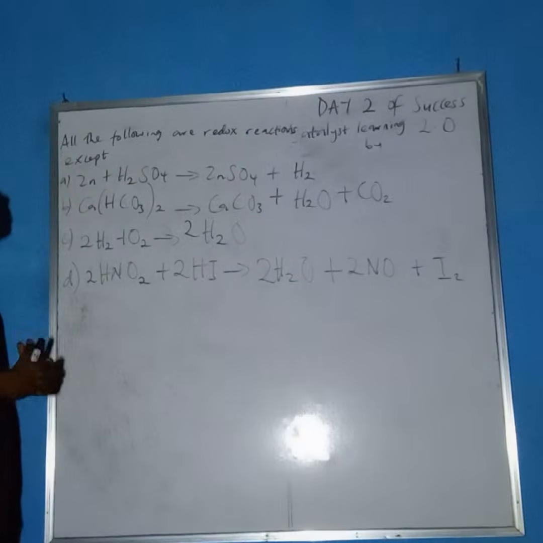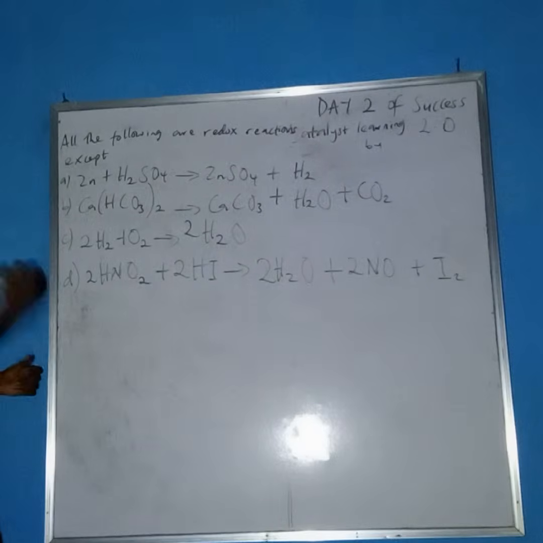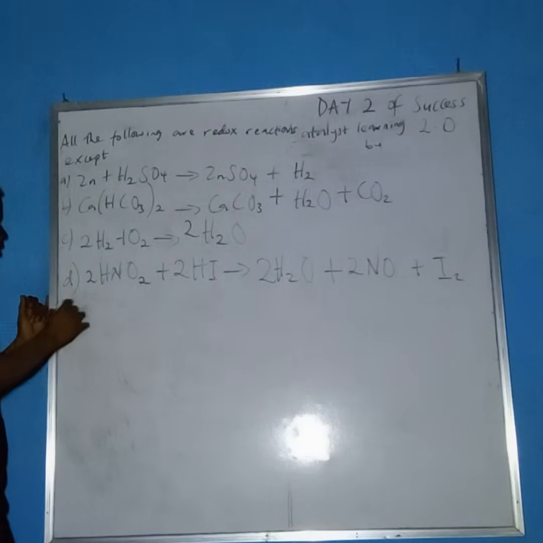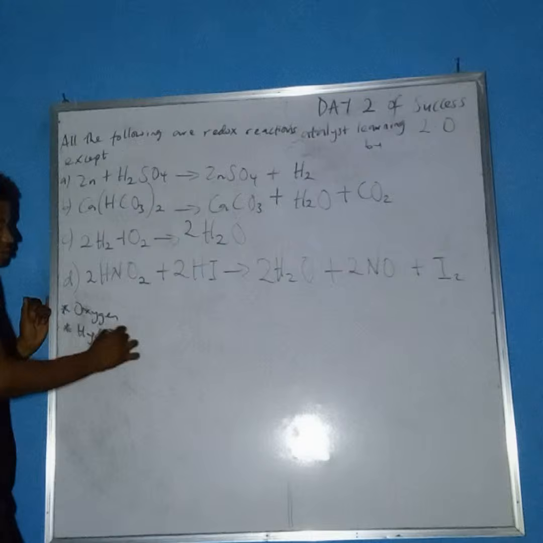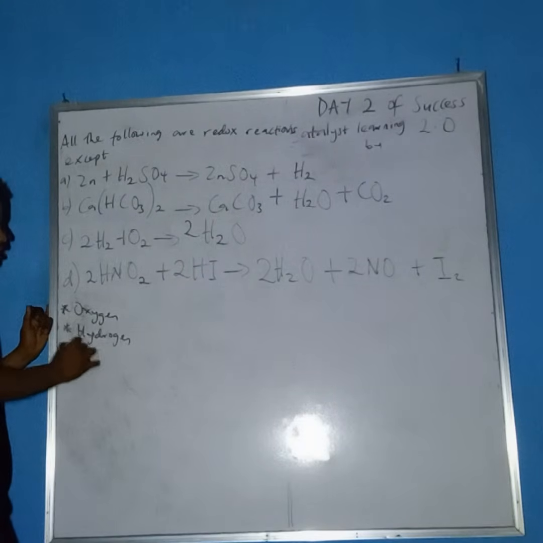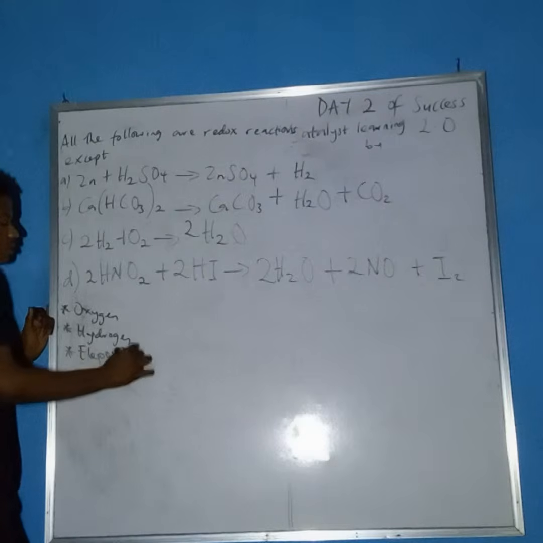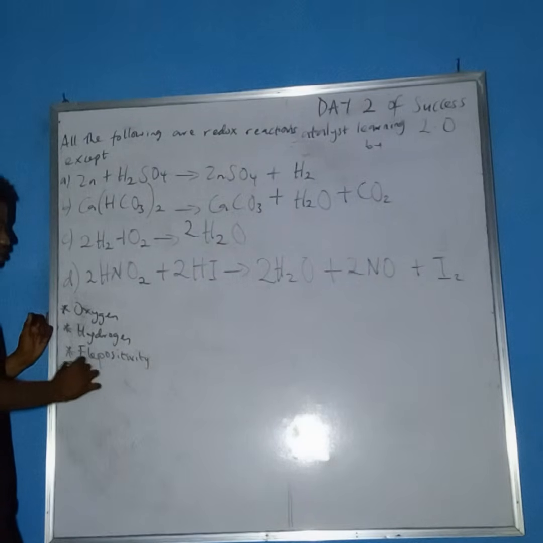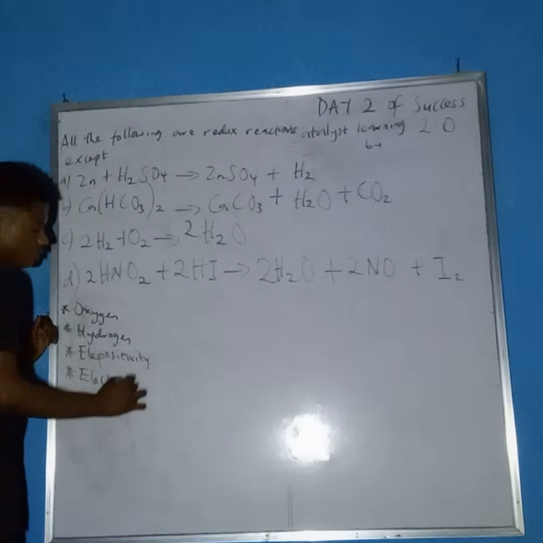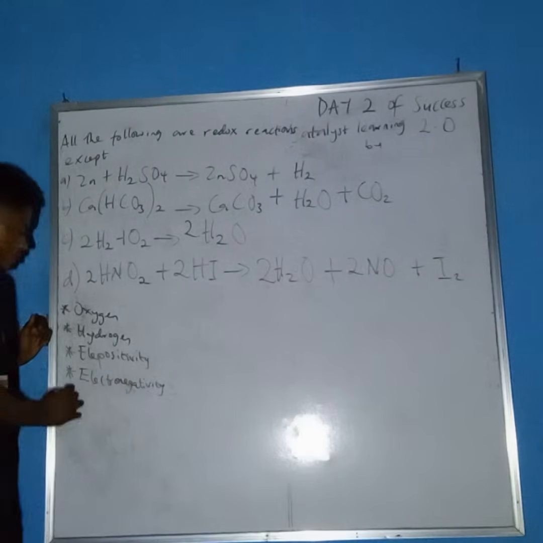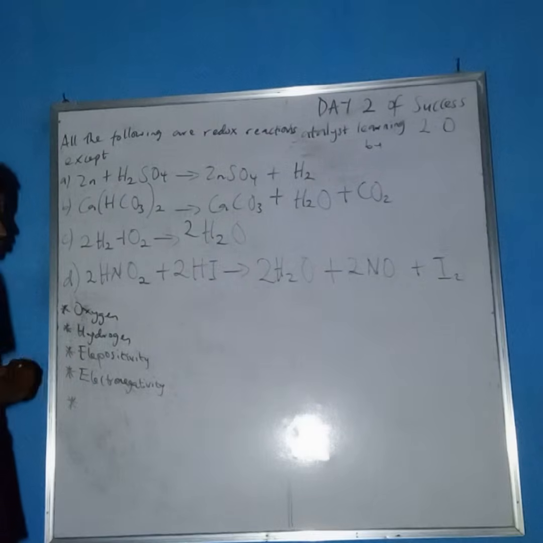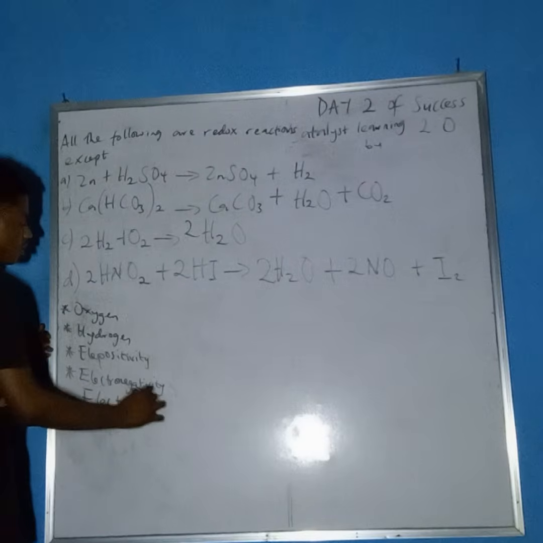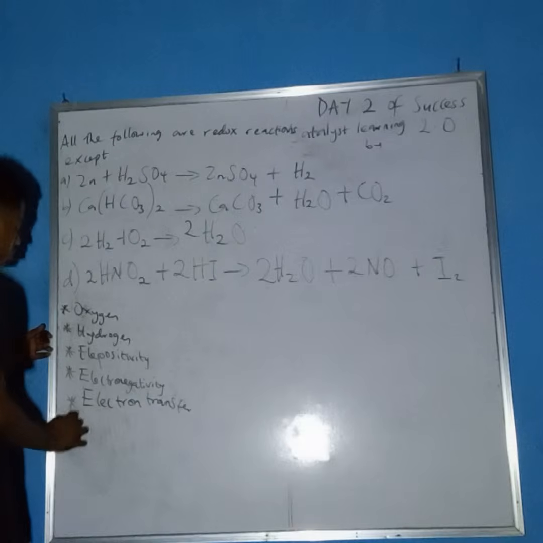If you observe the zinc here, redox reaction can actually be defined in about 6 contexts. We can define it in the context of oxygen, in the context of hydrogen, electropositivity, electronegativity, electron loss, electron transfer, and then the last one, oxidation number.